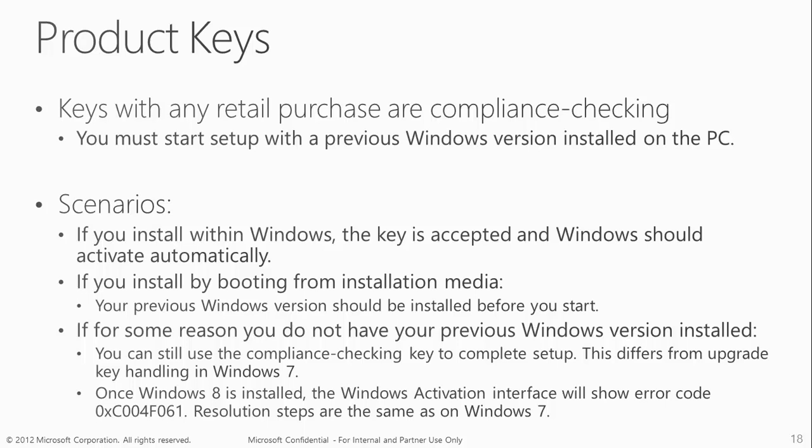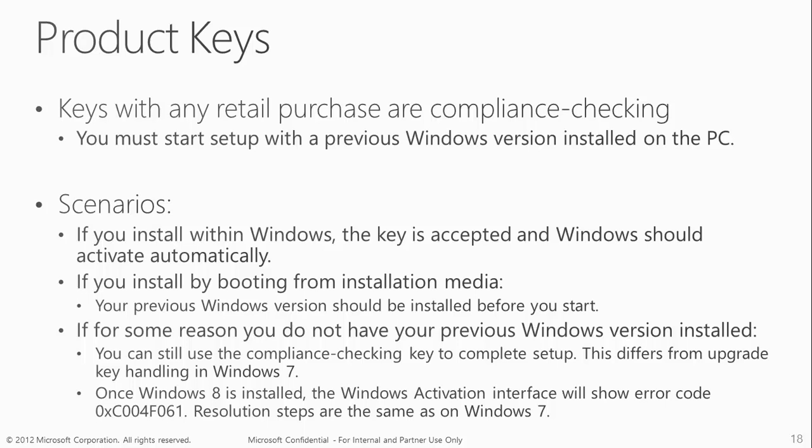So in all the purchase methods shown above, you will receive a compliance checking Windows 8 product key, also known as an upgrade key. When you install with this key type, Windows Setup checks for a previous Windows installation on the PC. This is satisfied by running setup within Windows or by booting from the installation media on a PC where Windows is installed on a local hard drive. When you install this way, Windows 8 is aware of the previous Windows installation and can activate your compliance checking key even though you didn't upgrade from a previous Windows installation.